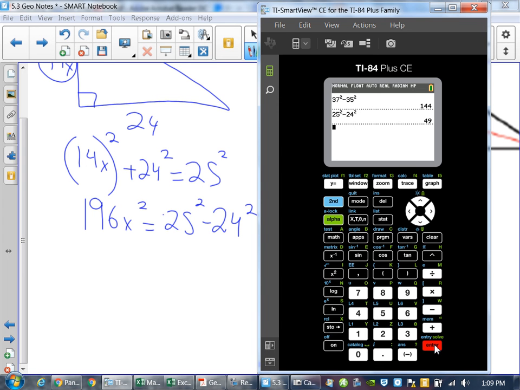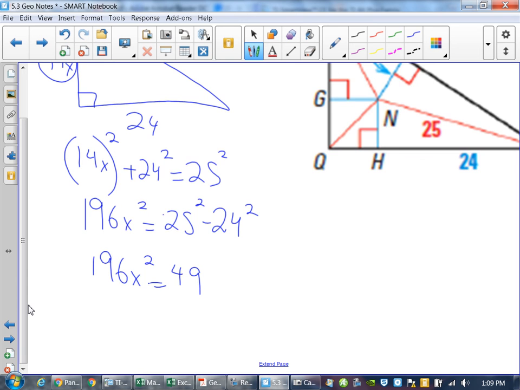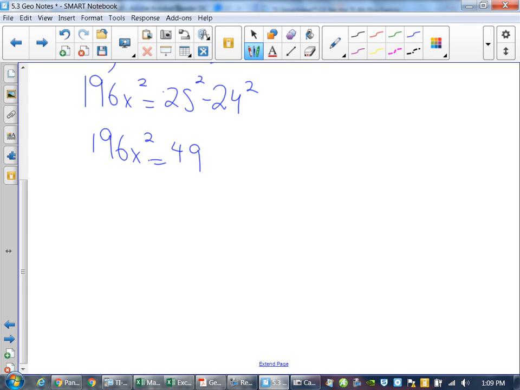Oh. So 25 squared minus 24 squared is 49. Now guys, please pay attention to what you do now. I can't take the square root here because there's something in front of it. You have to do this.